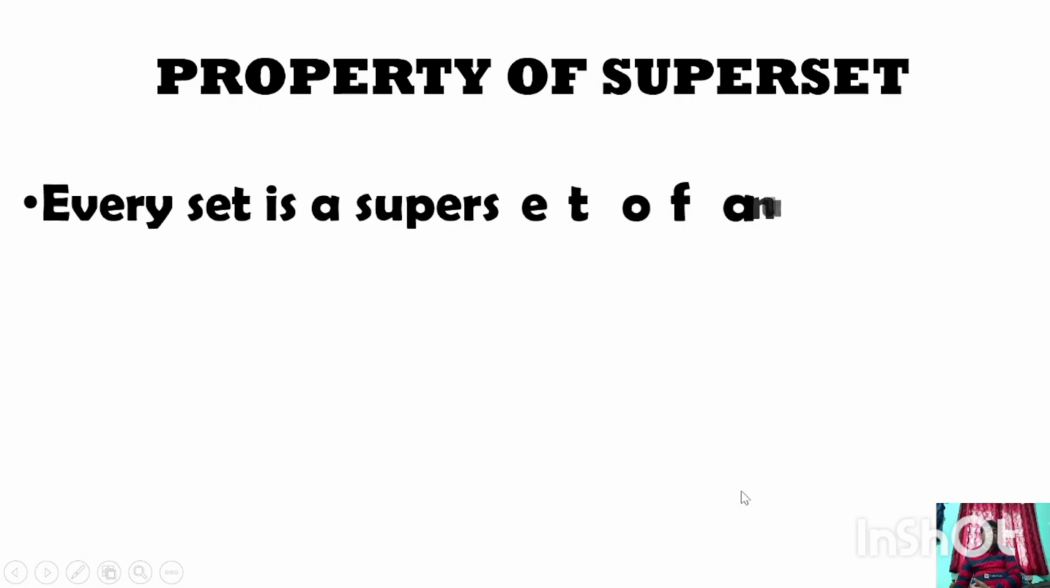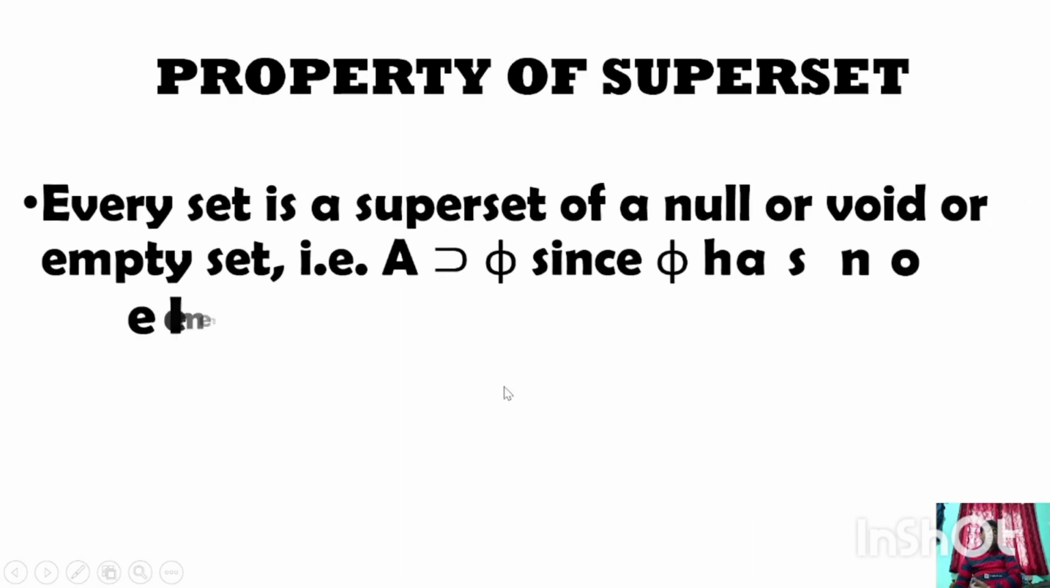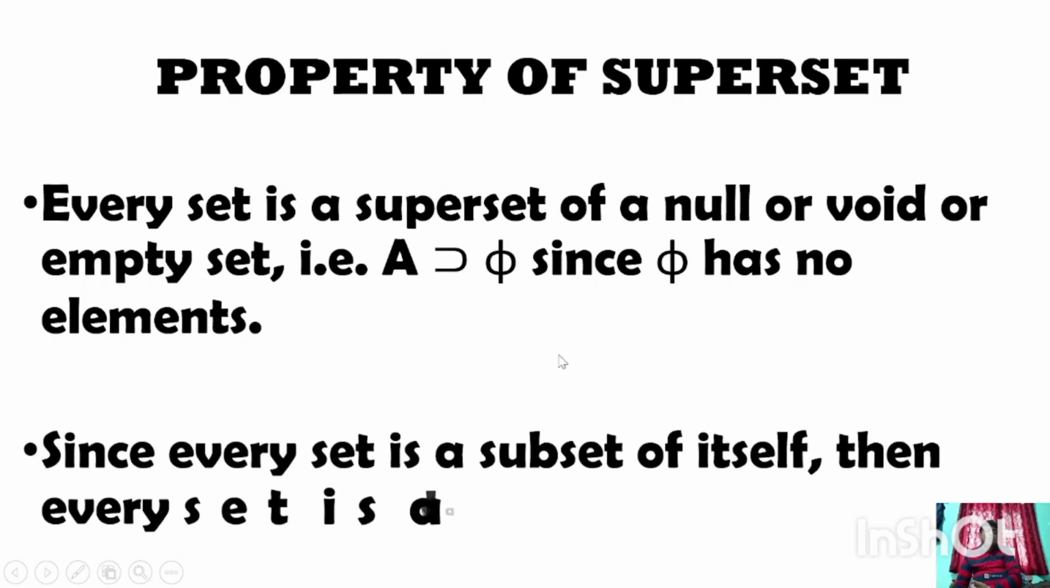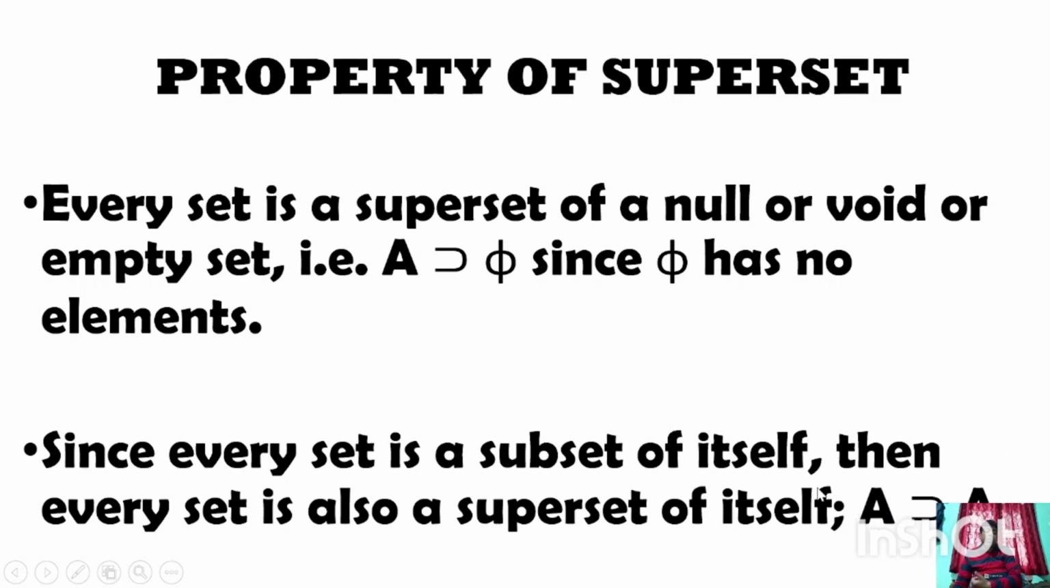Property of superset. Note down here: every set is a superset of a null set or void set. It means A is a superset of phi, since phi has no elements. Since every set is a subset of itself, every set is also a superset of itself. A is a superset of A. A is a superset of phi, right?